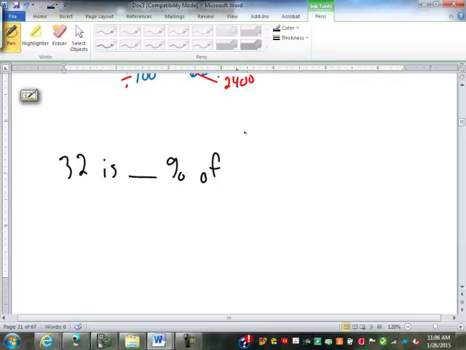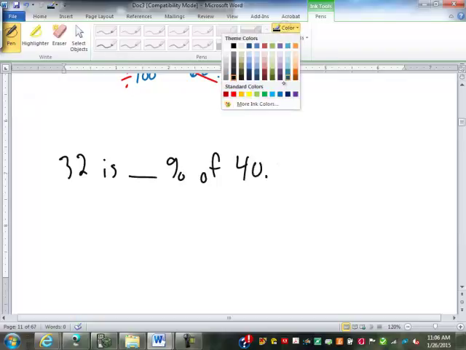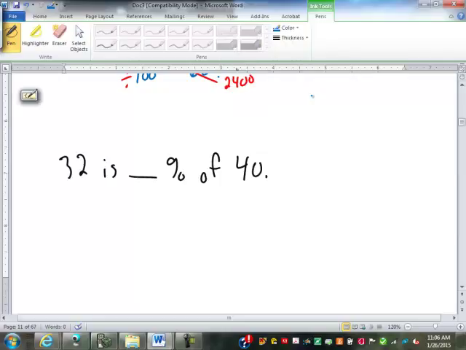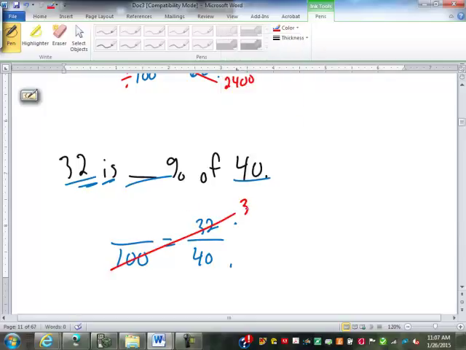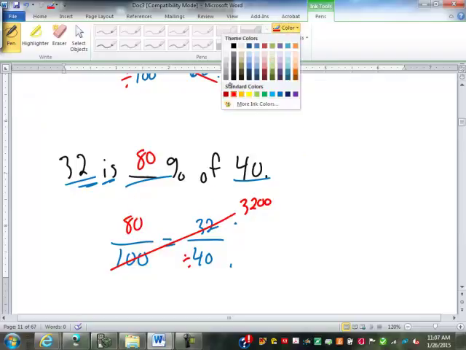Okay, 32 is blank percent of 40. Now I said I always start with the percent, but here we don't have the percent. So I'm just going to start out with blank over 100. Now I have the 32 and the 40 that have to go over here. Which one goes on top? 32, because 32 is the blank percent. So 32 goes up with the missing percent. Of 40, or out of 40, you can think of it, has to go on bottom. 100 times 32 is 3,200. Divided by 40 is 80. So 32 is 80% of 40.